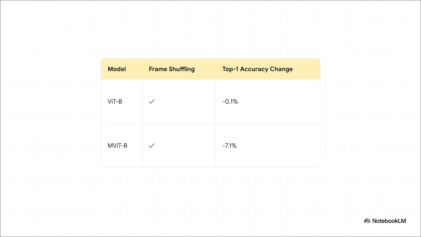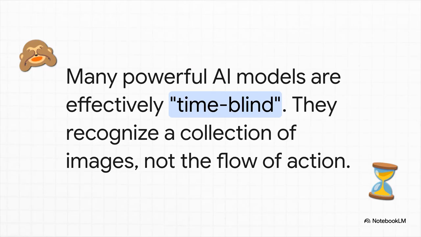Well, some researchers found something pretty startling. They took a standard vision transformer and they showed it videos where the frames were totally scrambled. And the result? Its accuracy barely budged. It dropped by a measly 0.1%. But when they ran that same test on this new multiscale vision transformer, the MViT, its accuracy just plummeted by over 7%.